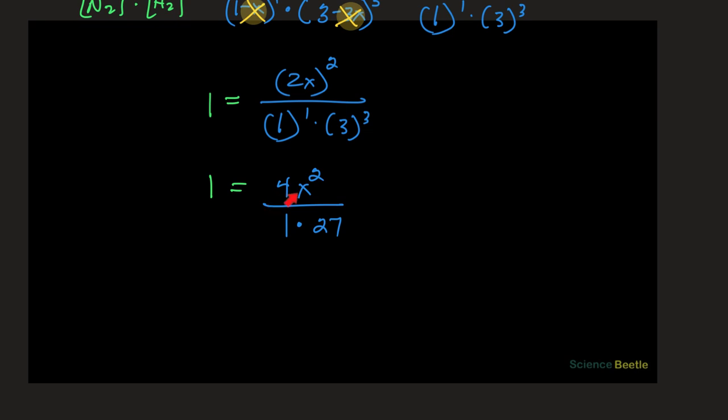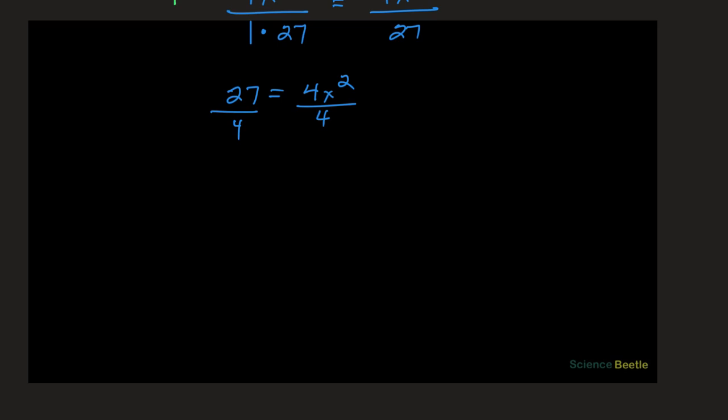So we end up with 4x squared in the numerator and then 1 times 27 in the denominator. If we keep going here, this is still 4x squared, but the bottom now is 27. So we're going to go ahead and calculate the 27. We'll multiply across times the 1, and if we simplify that, we get 27 is equal to 4x squared. At this point you want to divide by 4 on both sides.